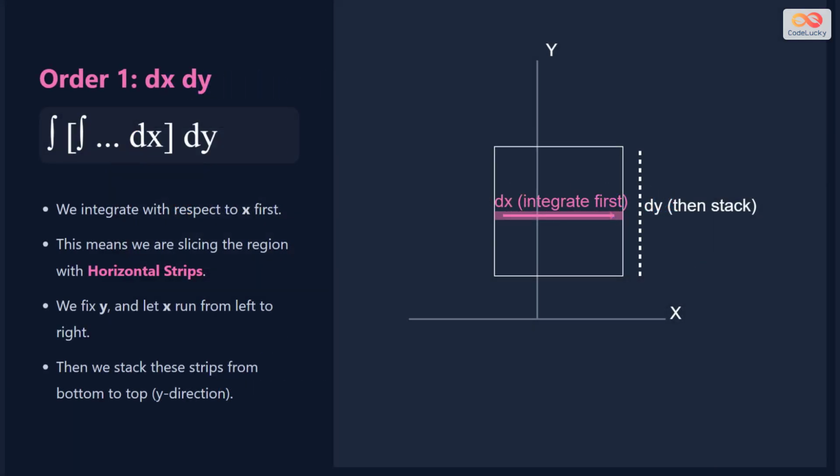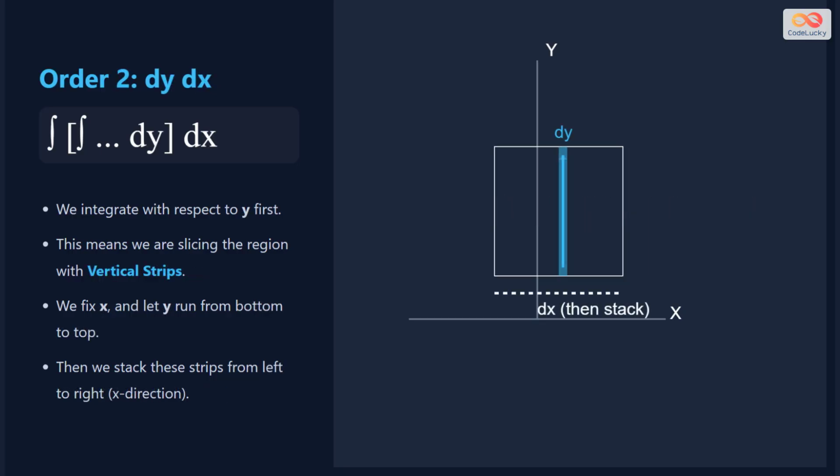Let's visualize the first order, dx dy here. The inner integral is with respect to x. Imagine taking horizontal slices across your region. We calculate the area of one such slice by moving from left to right, and then we stack all these slices vertically along the y-axis.